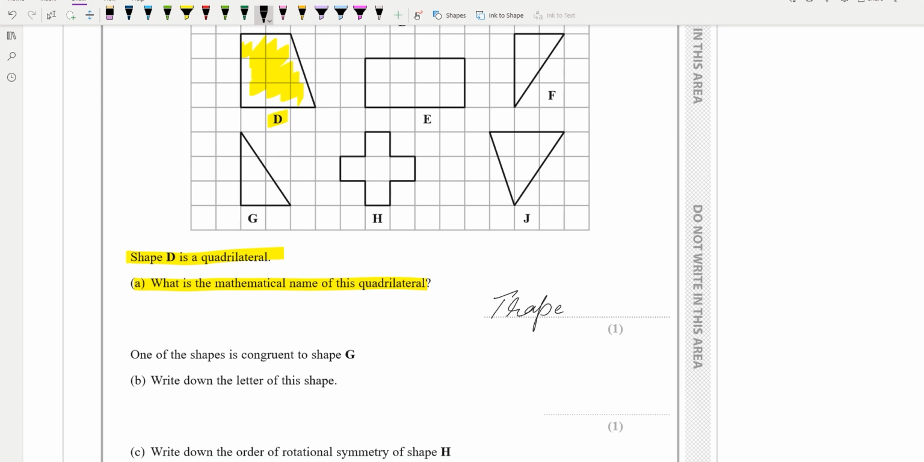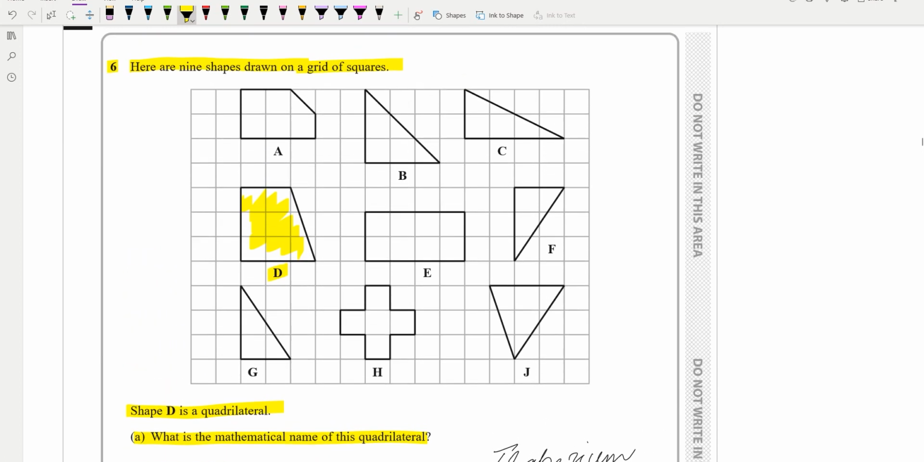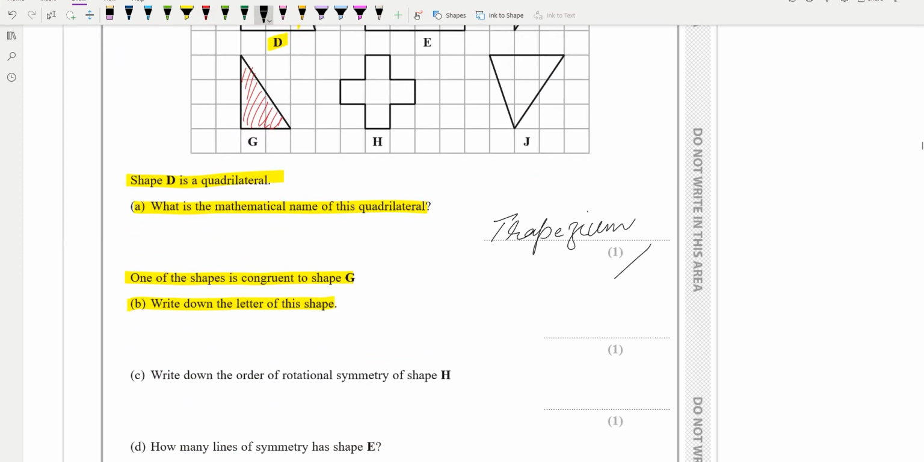So trapezium, this is for 1 mark, and one of the shapes is congruent to shape G, write the letter of this shape. And G, if we check, G is this shape, and this is congruent to this one, and if you rotate you can fit it on F, so G is congruent to F, so our answer will be F for 1 mark.